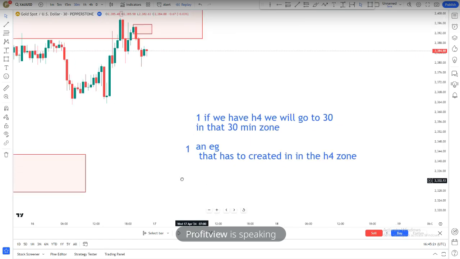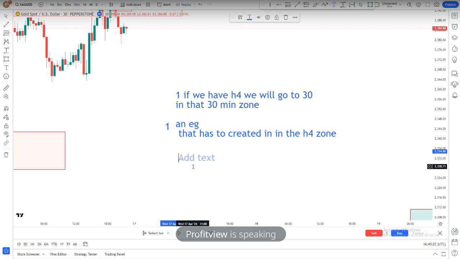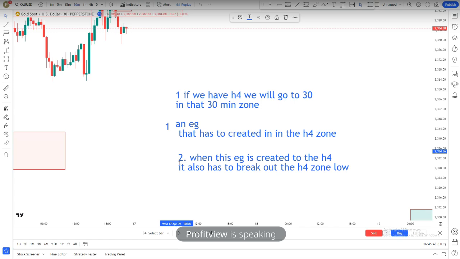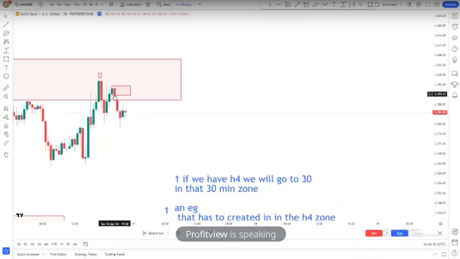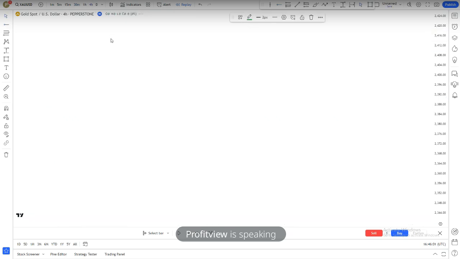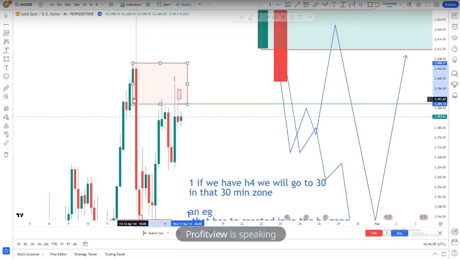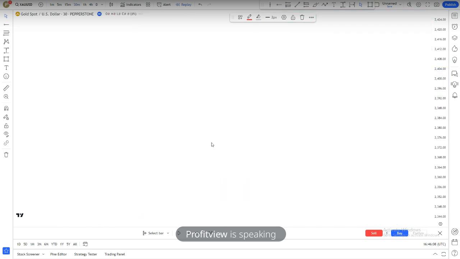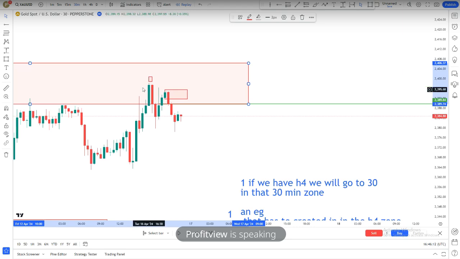Rule number two will be, when that particular engulfing is created in the H4 zone, it also has to break out the H4 zone low. So that means we see this is the engulfing sell in the 30-minute. When this particular engulfing is created, if you look, this is the H4 zone low. This particular line, if you go to H4 now, you see this is the H4 zone candle low. Now in the 30-minute, this candle has broken out of the H4 area. So these are the rules.